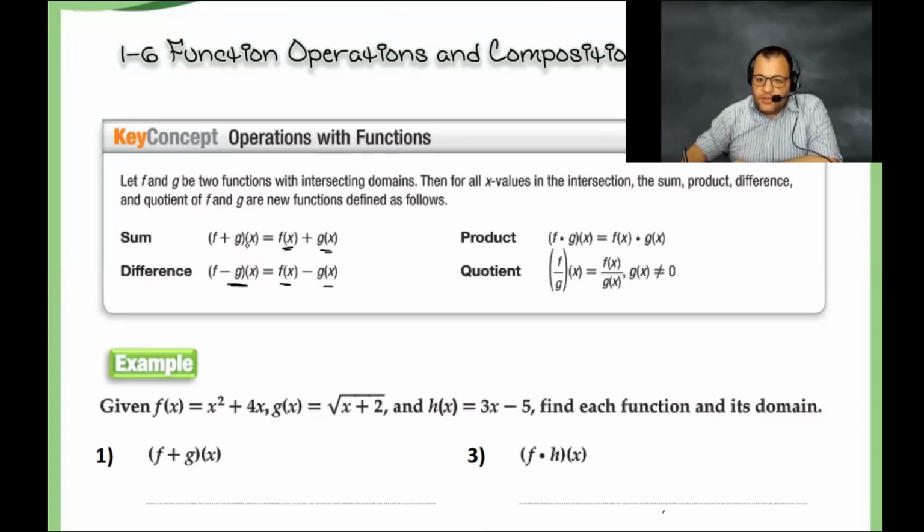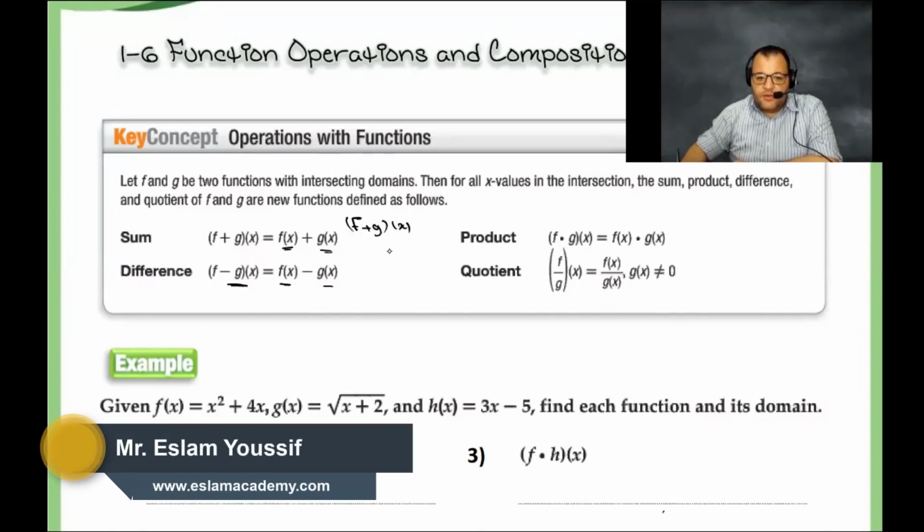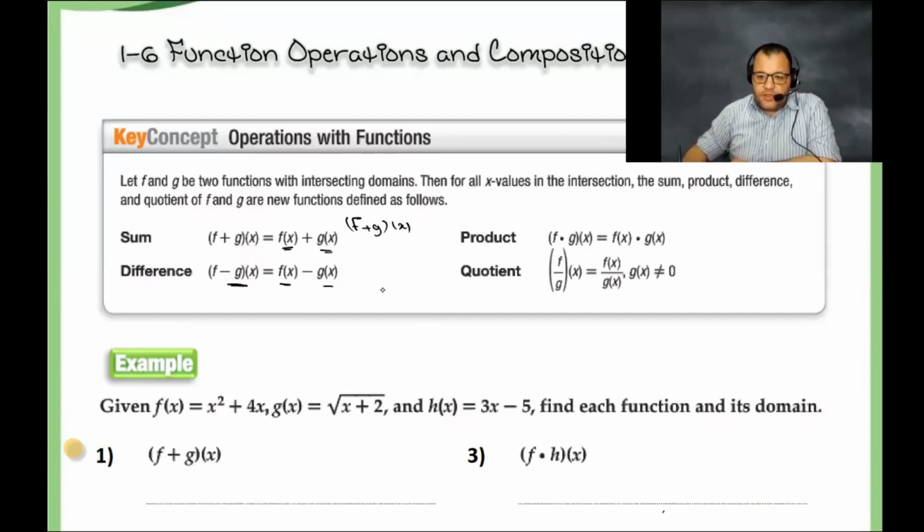So suppose that we have two functions, f of x and g of x. If I need to add them, I write f plus g of x, and that means f of x plus g of x. If you need to subtract, just write f minus g of x. If you need to multiply, f times g of x. And if you need to divide, f over g of x. And the domain will be the common domain for the two functions.